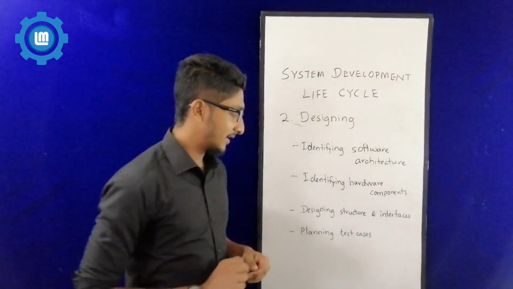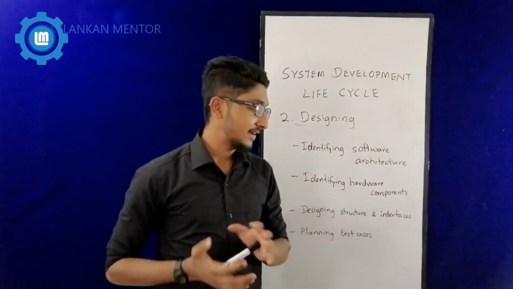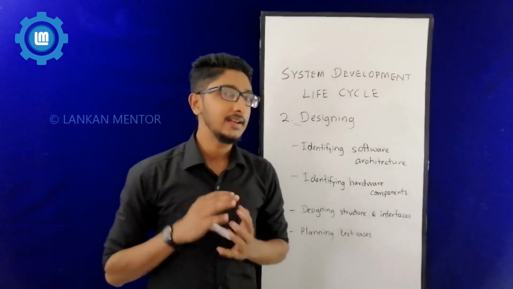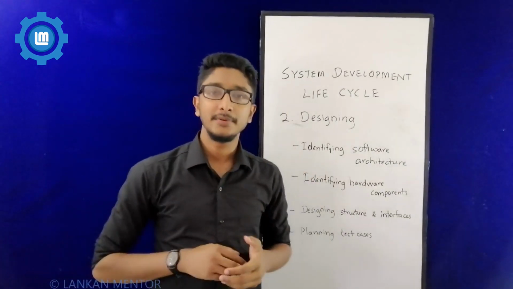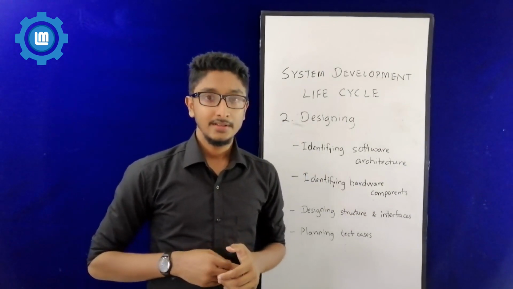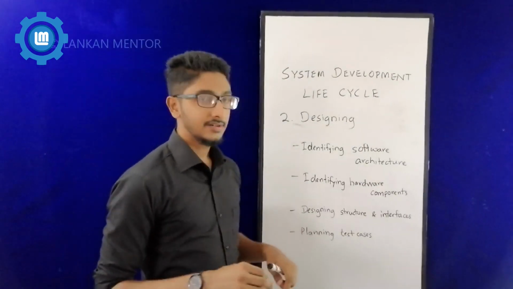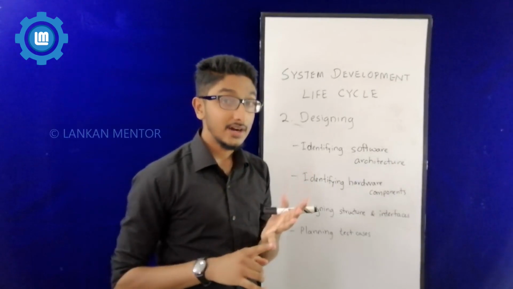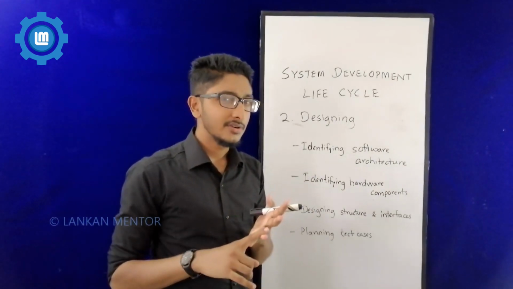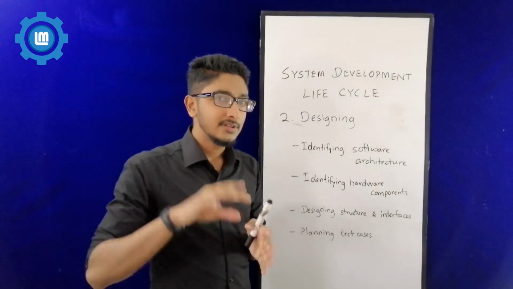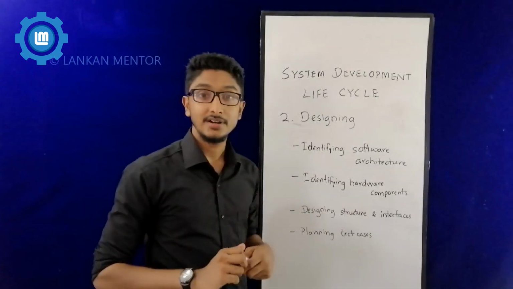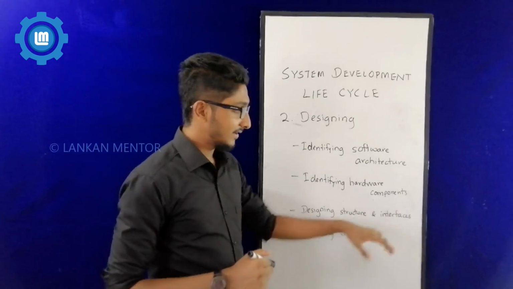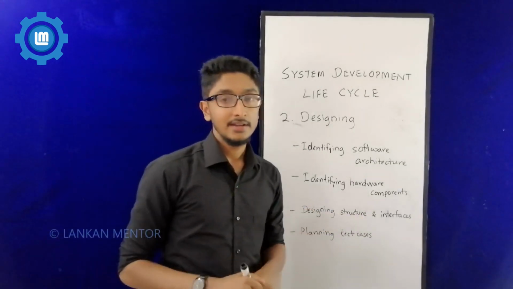And the third one is designing the structure and interfaces for your system. This is the most crucial part in developing a system. This is where flowcharts, pseudocode, data flow diagrams come into play. This is where you use those structure diagrams and all. And interfaces are very important.